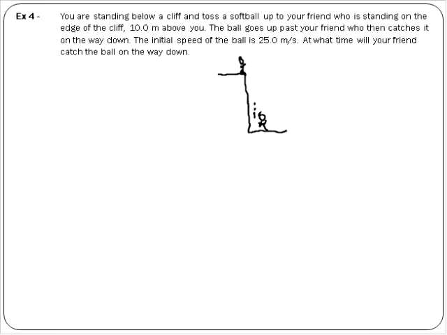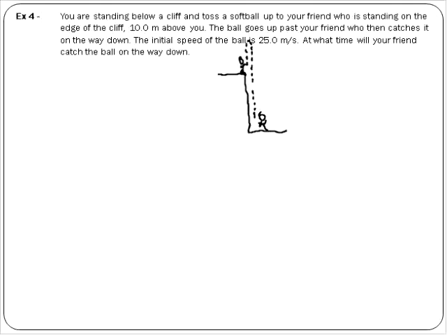And you throw a ball up in the air like this, all the way up, and he catches it on the way down again. He misses it on the way up, he wasn't paying attention. But on the way down, he manages to catch the ball before it falls down to the bottom of the cliff again. Okay, the initial speed of the ball was 25 meters per second.